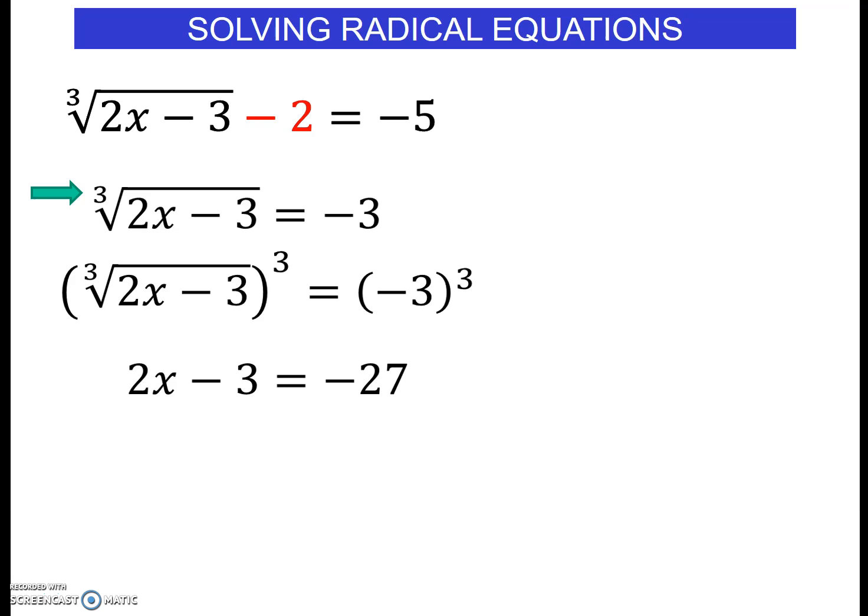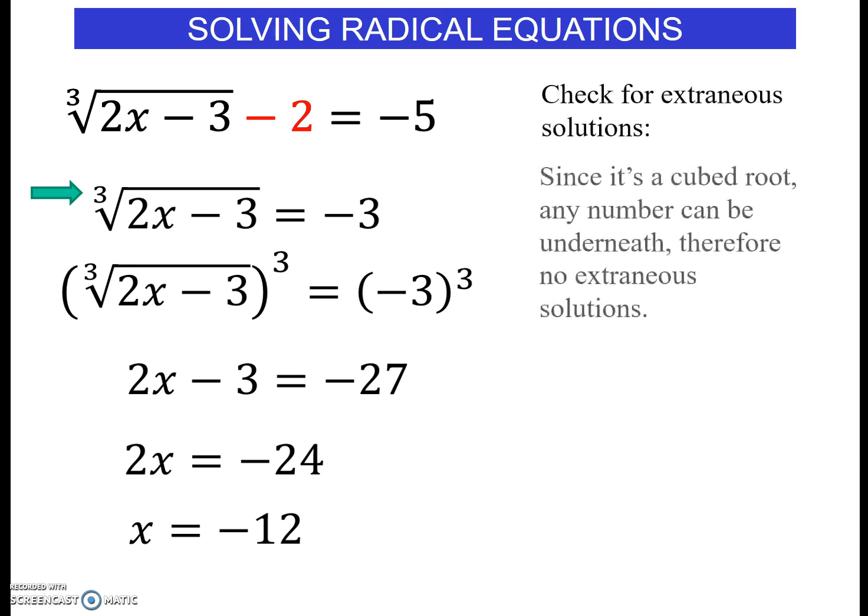And then from here, we're just solving an equation that you've done way back in Algebra 1. So I'm going to add 3 to both sides and then divide. Again, always check for your extraneous solutions here, but remember it's a cubed root, so any number can really be underneath our radical answer there, so we don't have any extraneous solutions here, and -12 does work. You can always plug it back in and check to make sure it works there.